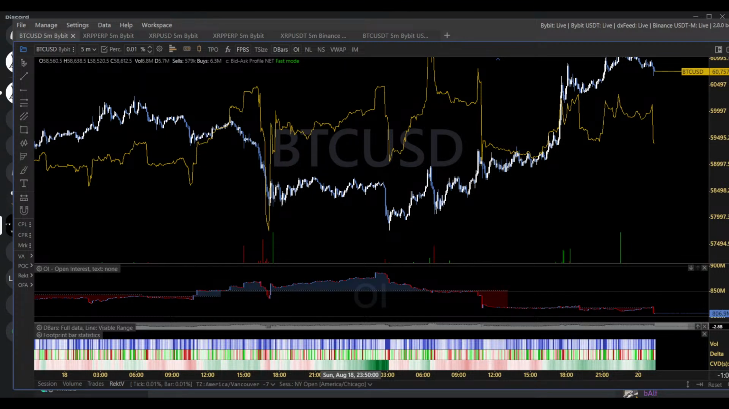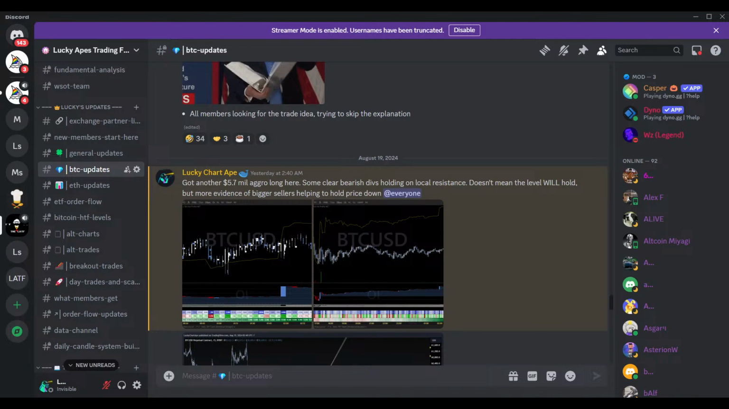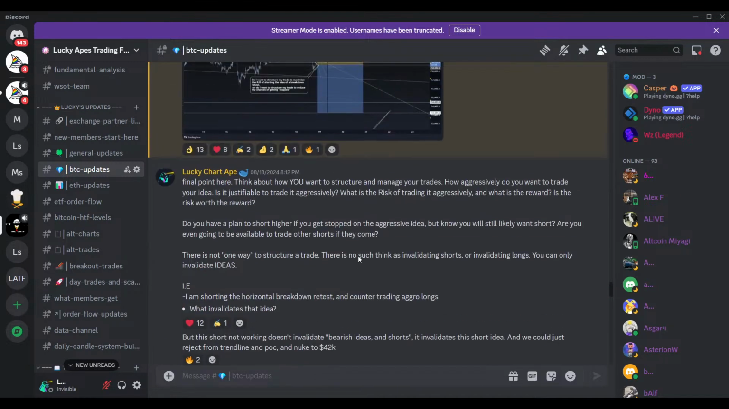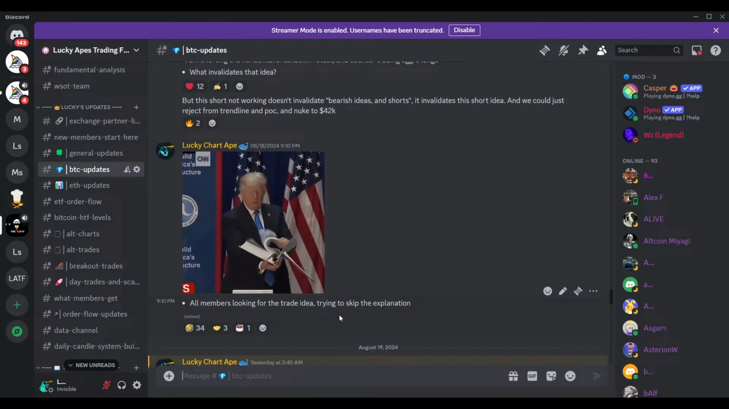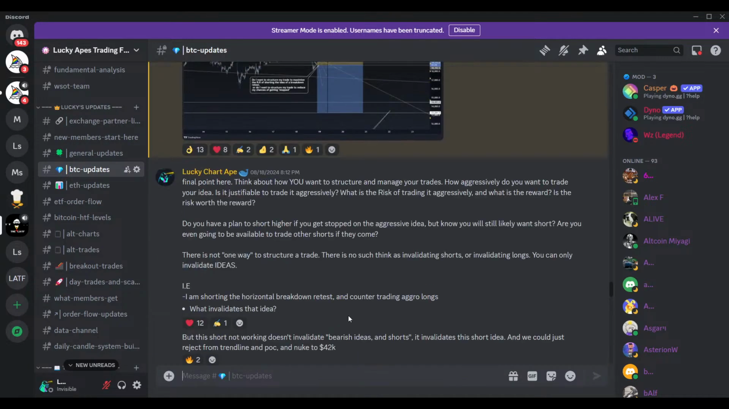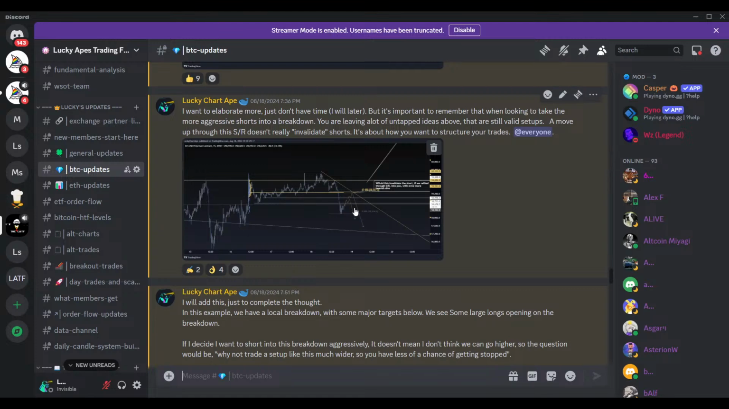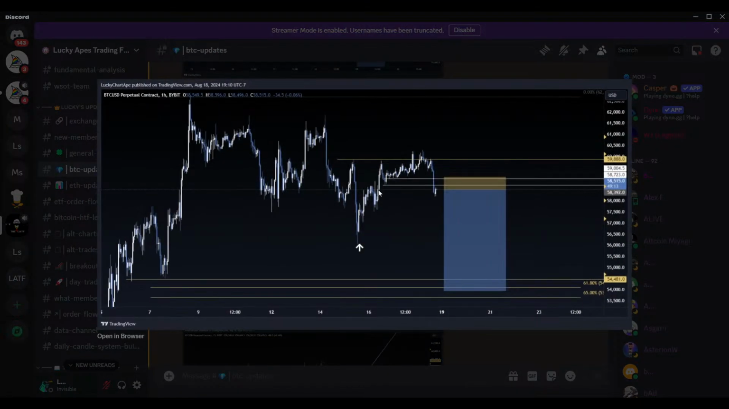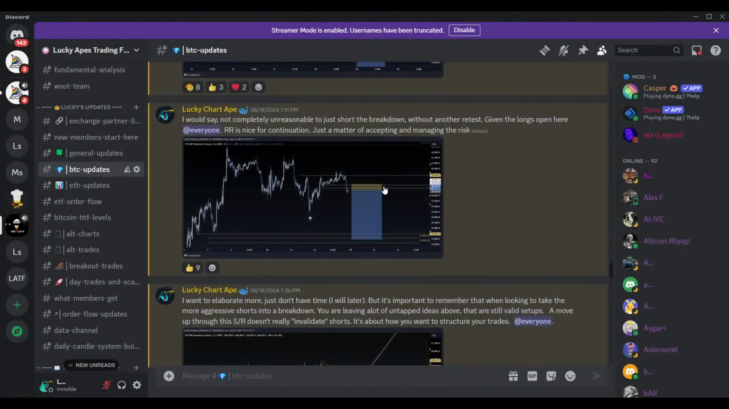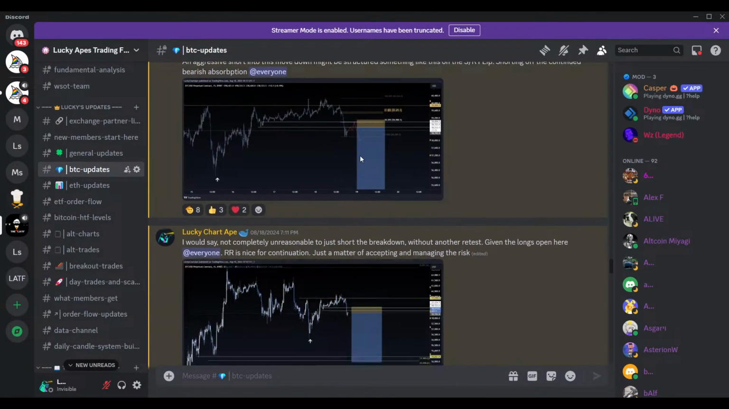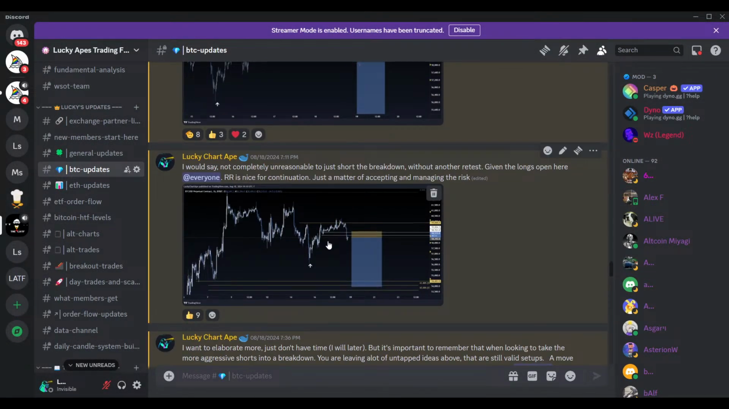But what happened yesterday is in the Discord, I was pointing out these bearish divergences forming, and I made a joke here, all members looking for the trade idea, trying to skip the explanation, because here I had a scalp idea for shorting into this level, right? We'll look at it on the TradingView chart in a moment. And what I wanted to do is explain the idea of shorting into a breakdown off of the local bearish divergences. And if you get continued bearish order flow, you can just keep holding that.